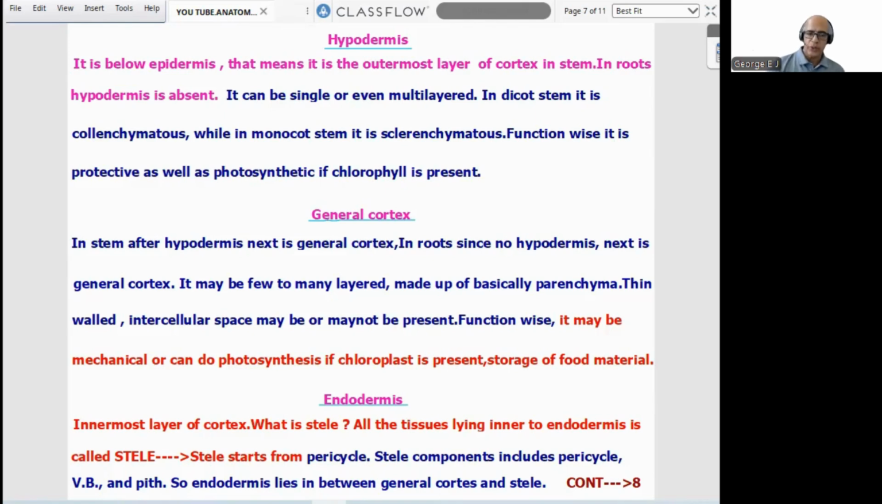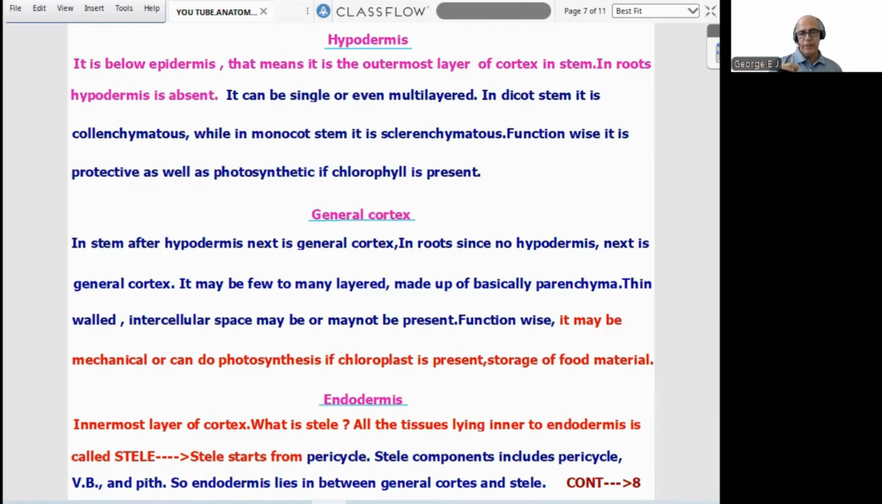Then comes the next zone, called the endodermis, the innermost layer of the cortex. When we say endodermis, there is a famous term connected with it: stele, S-T-E-L-E. So what is stele? It is a one-mark theory question, a NEET exam question. Stele means all the tissues lying inner to the endodermis. Stele starts from the pericycle.